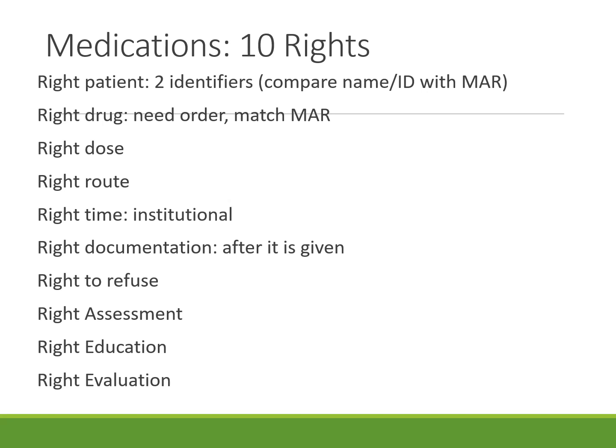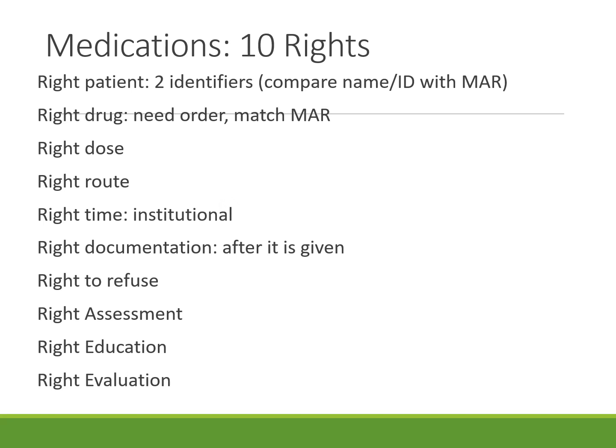The right dose, so how many milligrams? 100, 200, 1 gram. Right route, how are you going to administer that? Oral, intravenous, okay. Right time, so right time is not specifically standard. It depends on the institutional policy. For example, if the drug is once a day, some hospitals usually give that at 6 a.m. There are other hospitals that give that at 8 a.m. So it depends on the policy of the institution.